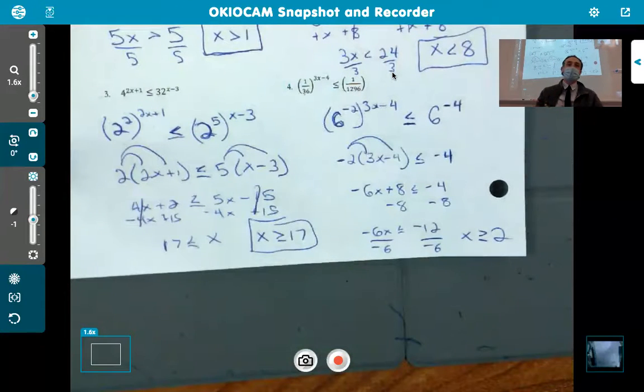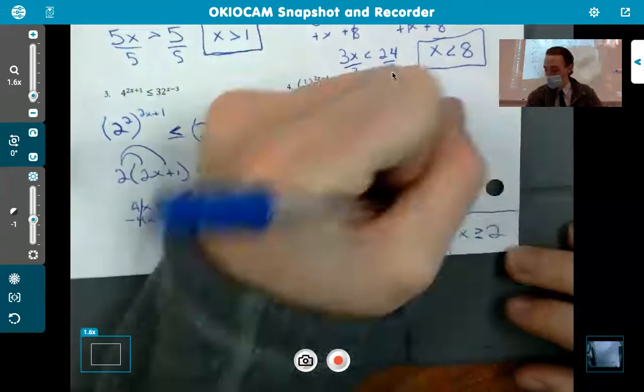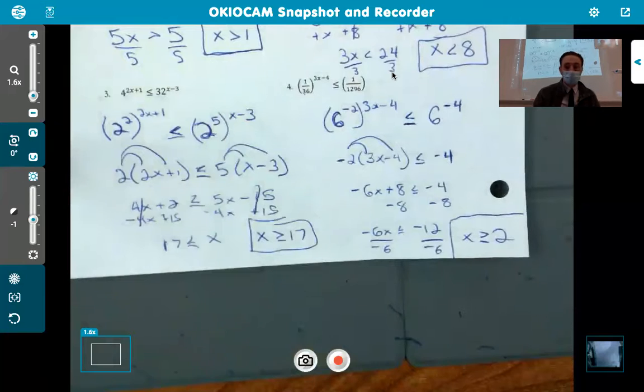Like I said, that's pretty much the only thing that's different about equations and inequalities. I can't just go through and solve normally. I have to worry about if I divide by a negative or not. So x is greater than or equal to 2.